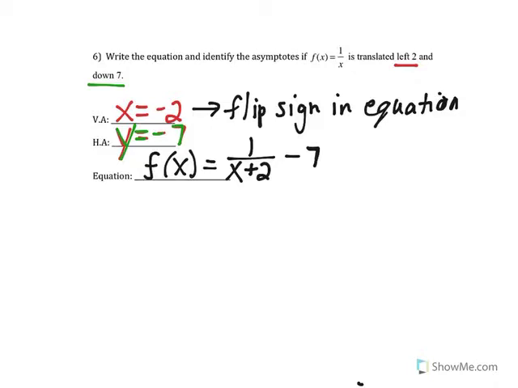Sorry about that. It's going to be 1 over x plus 2 minus 7. Again, the 2 is coming from the vertical asymptote, and the minus 7 is coming from the horizontal asymptote. Or you can look at your two transformations.